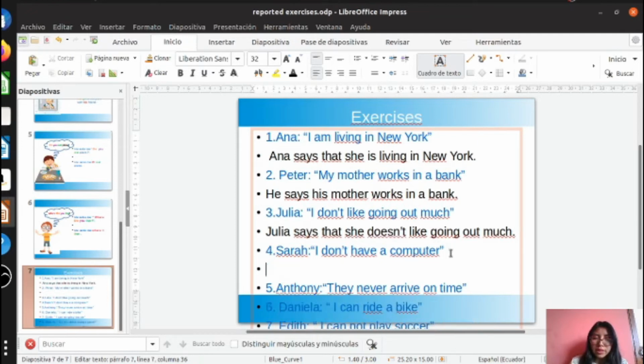We are going to do the same. That is negative. Sara, I don't have a computer. I am going to report. Yo les voy a reportar. She says, because it's a girl, ella dice, she doesn't have a computer. Ok, ella dice que ella no tiene una computadora. Ok, I am reporting.